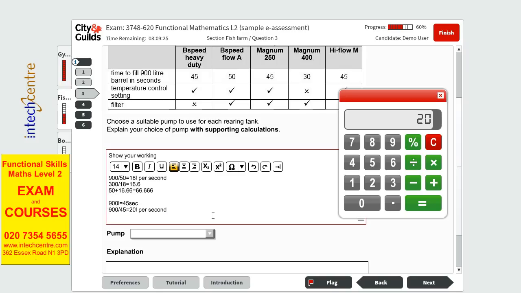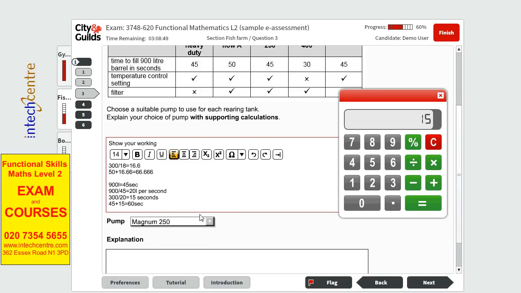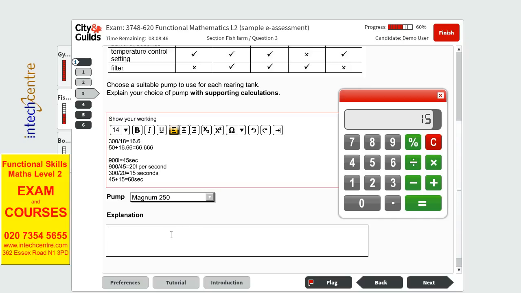Now again, from 1200 we know that 900 are pumped in 45 seconds. The rest would be 300 liters divided by the 20 liters per second. Let's see how much that would be. 300 divided by 20. So we have 15 seconds it will take to pump the 300 liters, and if you do 45 plus 15 it will give us 60 seconds. So yes, Magnum 250 will definitely be suitable as it can pump the 1200 liters in 60 seconds.